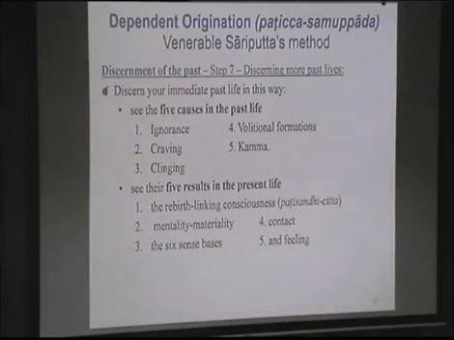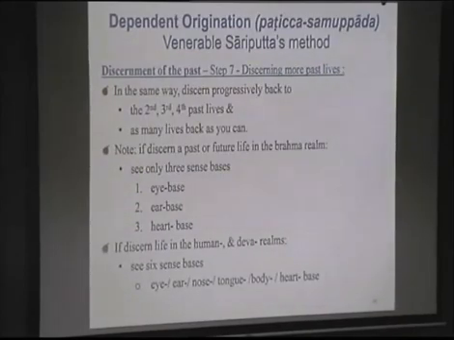See, there are 5 results in the present. So you are reborn again as a human, you get the rebirth consciousness, so become old, become sick, sorrow, lamentation, a lot of suffering again. This is what we call the round, or samsara. In the same way, you send the mind progressively back to the second, third, fourth past life, as many lives back as you can.